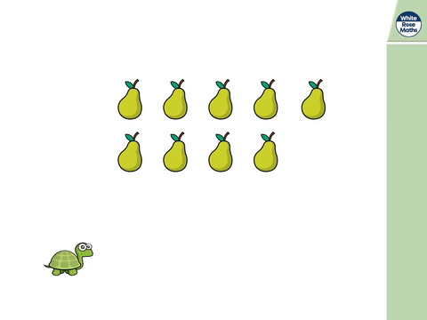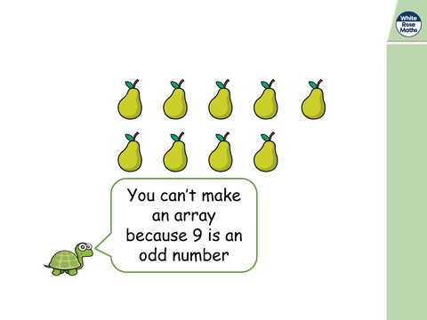Oh, hello Tiny. Tiny says you can't make an array because 9 is an odd number. Oh, is that right, Tiny? Pause the video and have a think. Maybe get yourself 9 objects, counters or cubes or something small, and see if you can make an array. Remember, we have to have the same number of objects in each row and the same number of objects in each column. Pause the video and have a go.